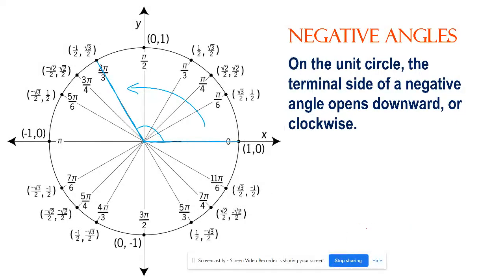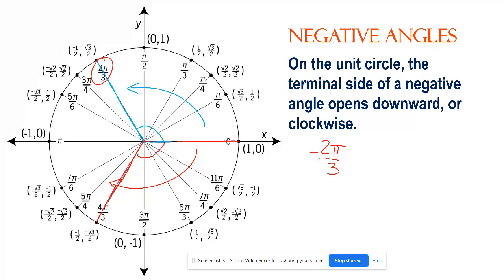So let's say I want to do, this is 2 pi over 3 here. What if I wanted to do an angle that was negative 2 pi over 3? Well, I still start on the x-axis on the positive side of the graph the same way I would. It's just I'm going to go the opposite direction. I'm going to go this way. And if I go negative 2 pi over 3, it's going to come right here.